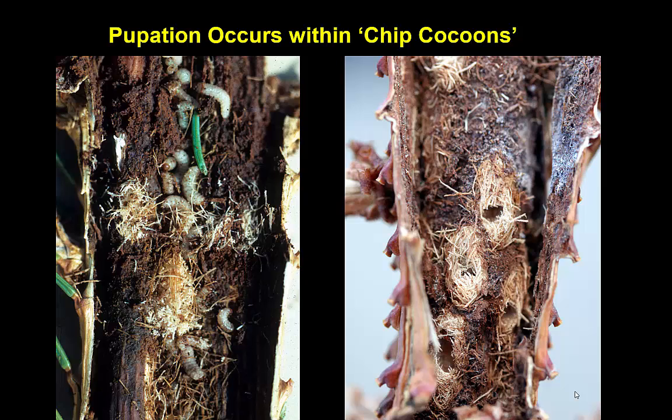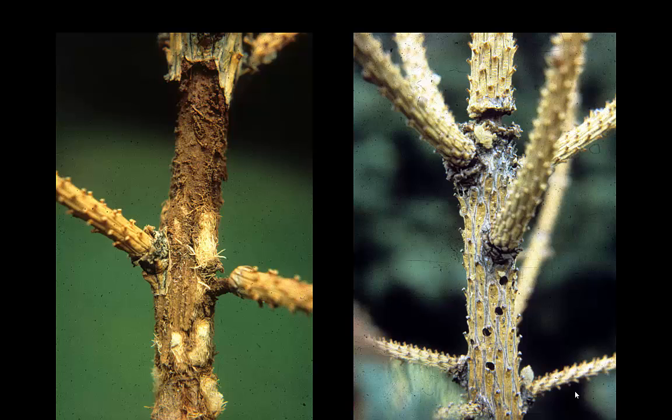When they're done, they will then dig in a little bit into the more woody part of the terminal that's still left and construct a little cocoon called a chip cocoon within which they'll pupate. And these are indicated in a couple of pictures here that I'm showing you. These chip cocoons are very distinctive, and were you to see a chip cocoon even years after the insect has left, it would allow you to easily diagnose that the cause had been white pine weevil. These chip cocoons are very diagnostic.